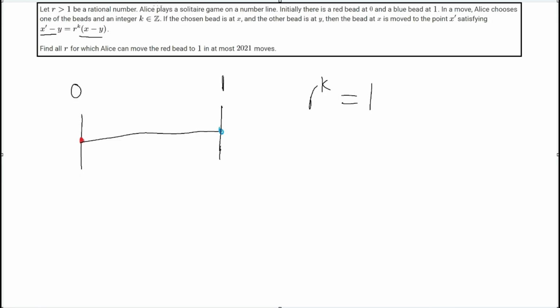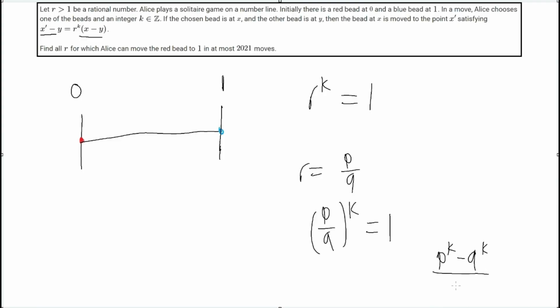Well, here's the main issue. R is a rational number, so we can write r equals p over q. And then we want p over q to the k equals 1. So that when we rewrite the sides, we get p to the k minus q to the k over q to the k equals 0. So we want p to the k equals q to the k somehow. And we can also see this by multiplying both sides by q to the k. And this must hold for all k, so what better way than to make p equals q?